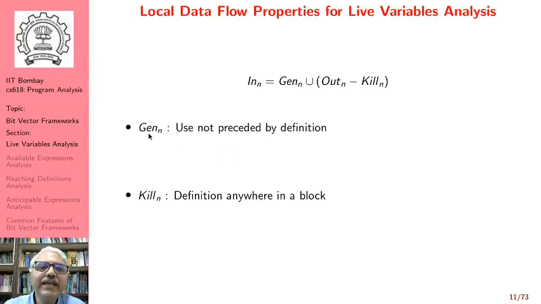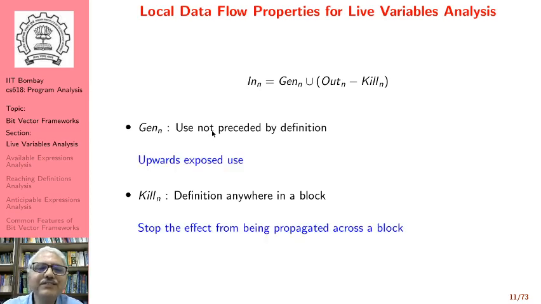Again, Gen essentially says that the set Gen contains uses that are not preceded by a definition, whereas Kill contains uses anywhere. So this says we are talking about upwards exposed use. Upwards exposed in the sense that if we were to peep into the basic block from the top, we will find that this use is not covered by a definition. Whereas for Kill, we do not talk about whether it's covered or not.